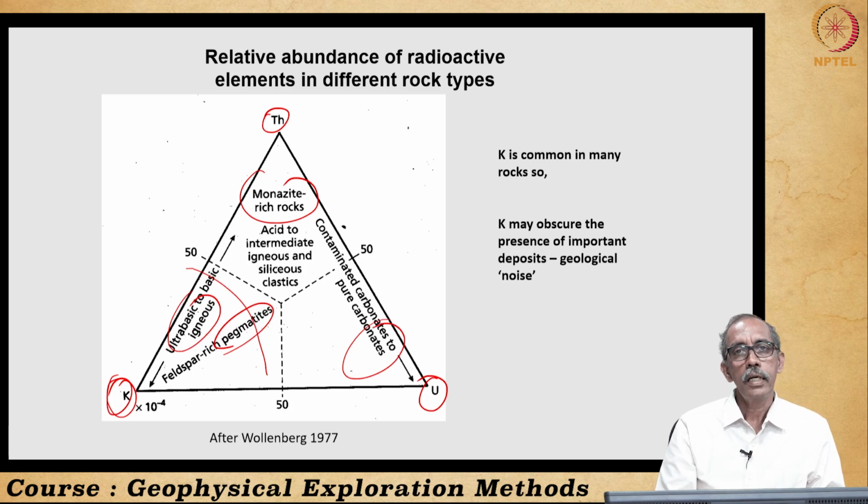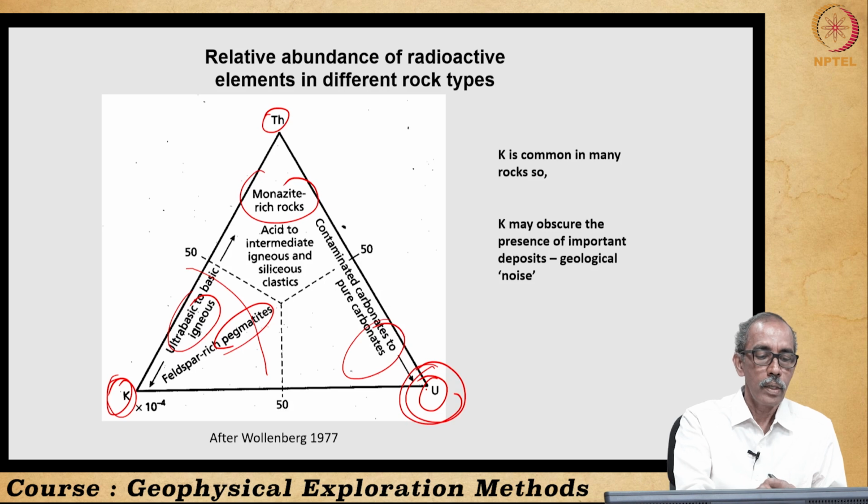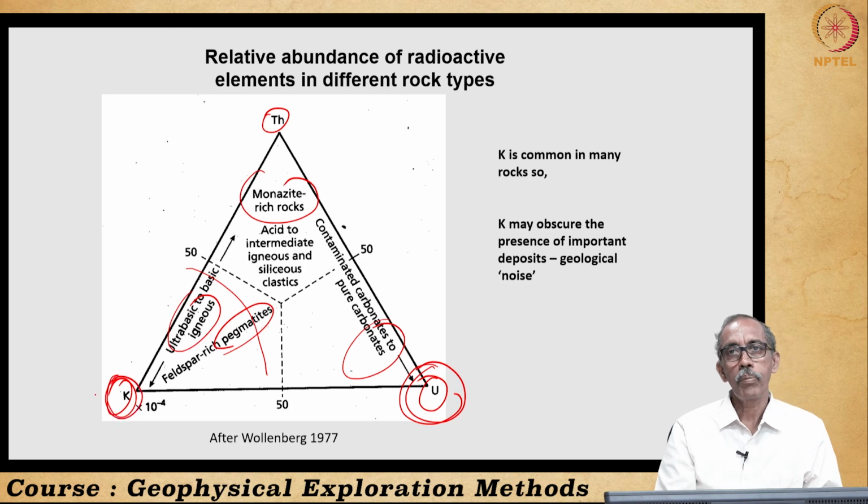Many times radioactive methods are preferred to identify or to explore for uranium, which is a strategic radioactive element, but the measurement which we make is obscured by the presence of potassium, because the potassium isotope is not going to be very useful. On the other hand, uranium is a very strategic and important radioactive isotope.